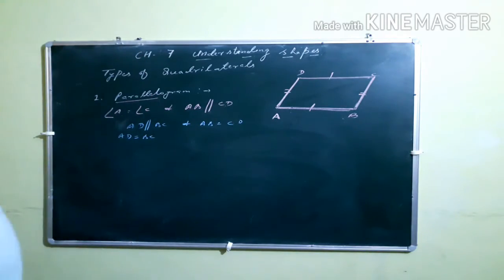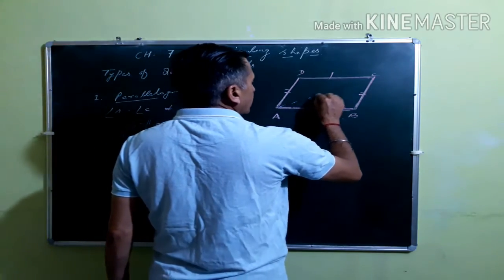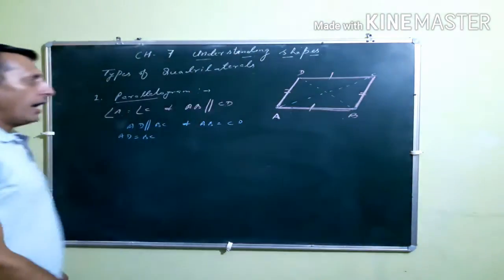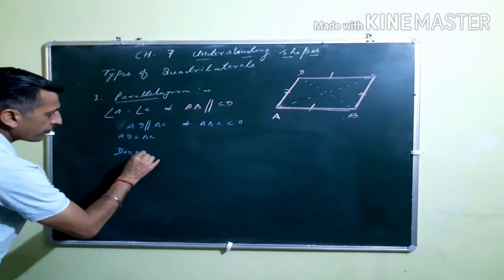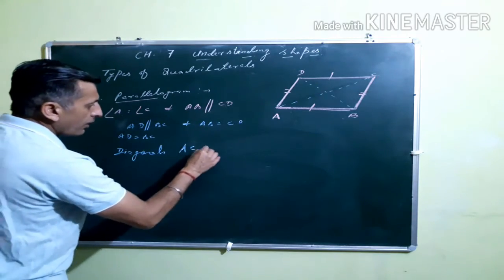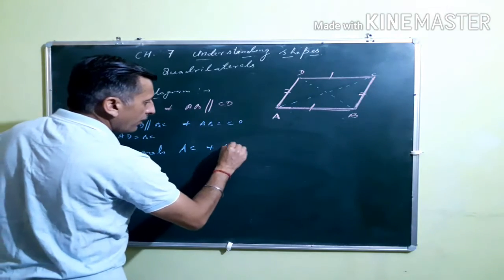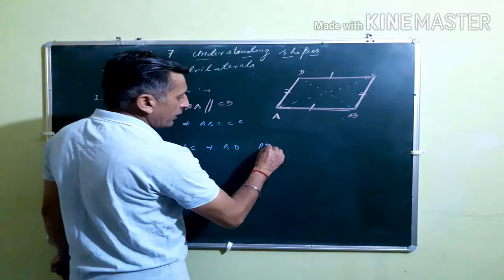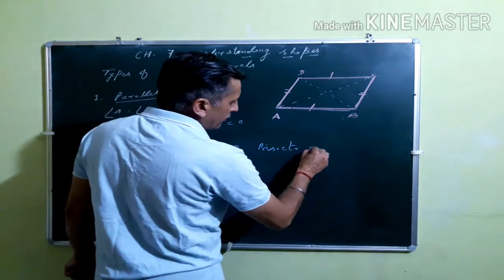Okay, and their diagonals. This is called your diagonal. I think everyone knows what a diagonal is. This and this, these are called diagonals, diagonals AC and BD. Diagonals AC and BD bisect each other. Okay, they bisect each other.